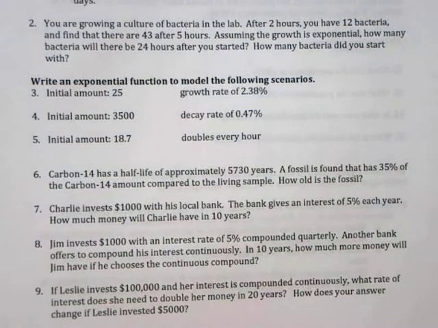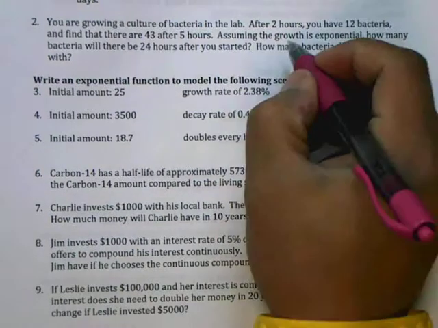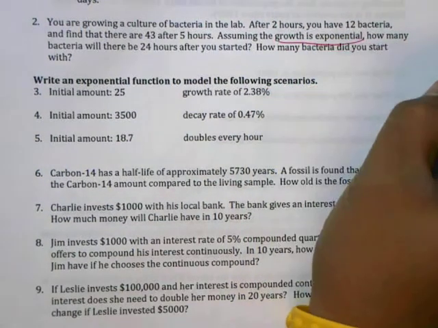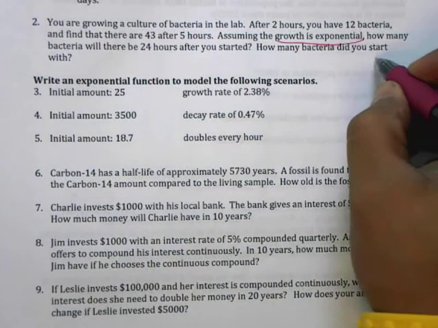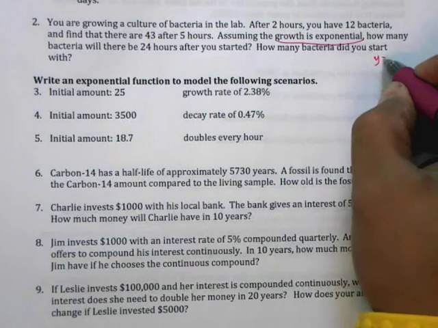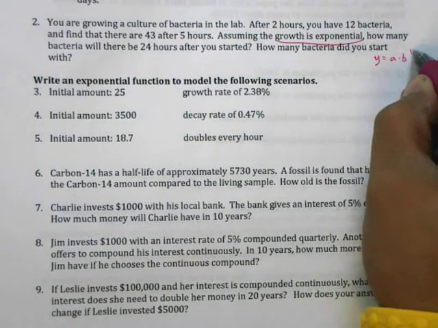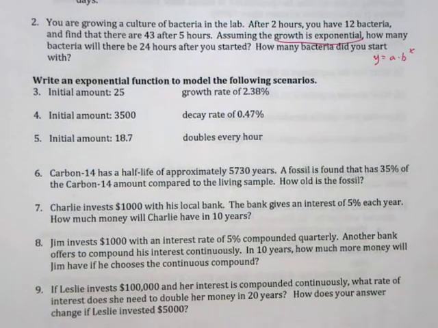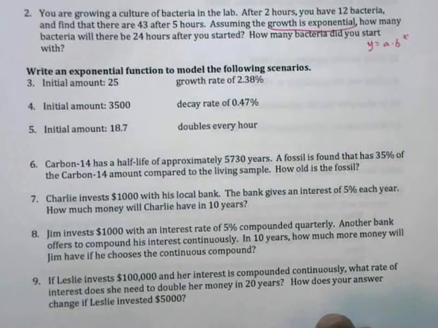Okay. And so a couple key words here, assuming the growth is exponential. So if you know that the growth is exponential, you know that the equation is going to be something like y equals a times b to the x. Something like that. And so I'm going to put this aside and kind of work through this together here.